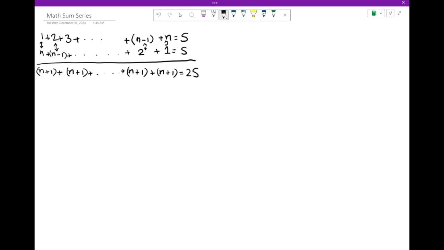As we know, there are n numbers in the first equation. So there will be n into n plus 1 if we sum all the n plus 1. And the right side will be 2s. If you want to find s, it will become n into n plus 1 by 2. Basically, this is the sum of all the numbers up to n, and sometimes we define it with a summation sign with n, basically n into n plus 1.